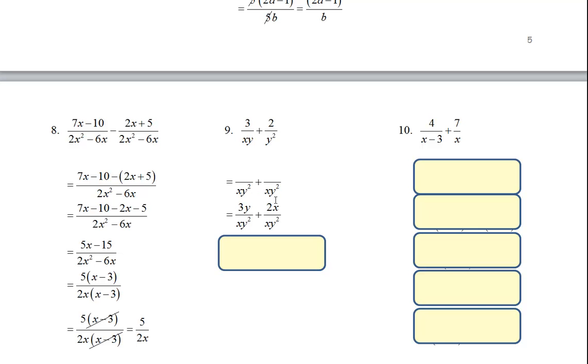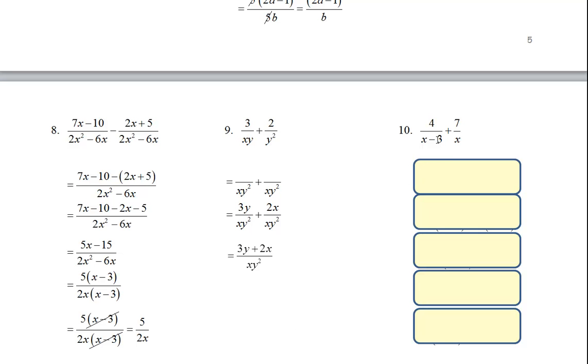Denominators are now the same. Now I can work with my numerators, and it looks like I should end up with 3y plus 2x over xy squared. No factoring can be done here, so that's my final answer. I usually think these are the easiest because 9 times out of 10 you can't go any further with those. But when they give you a common denominator, watch out. There's always something up their sleeves on those.